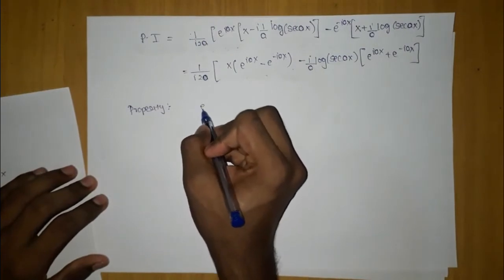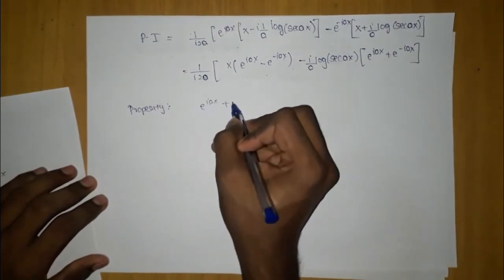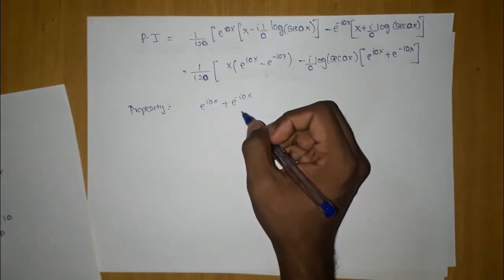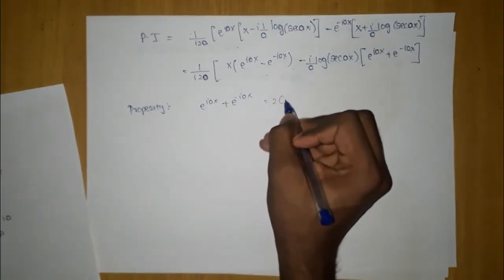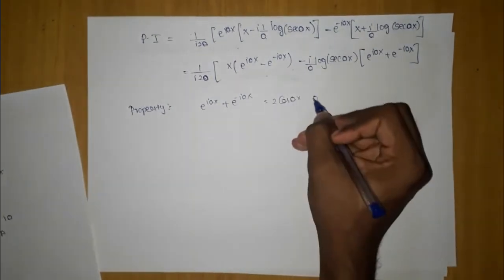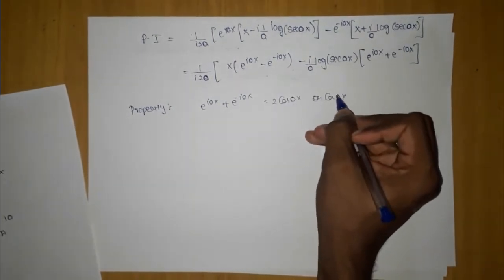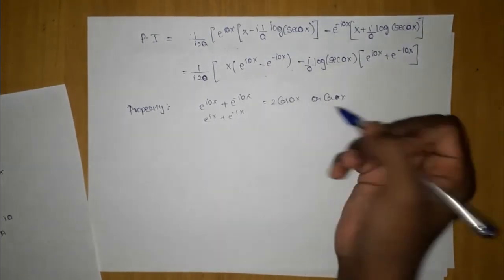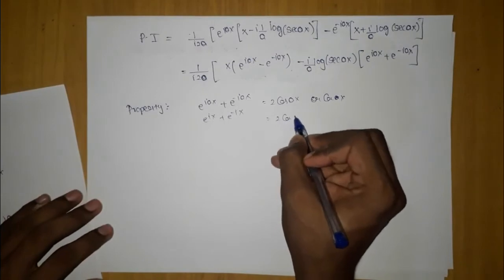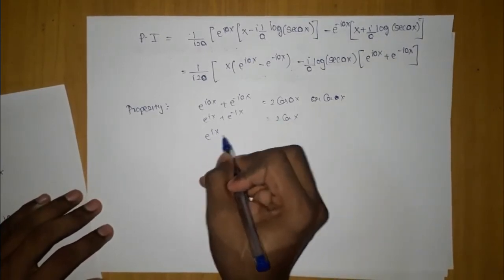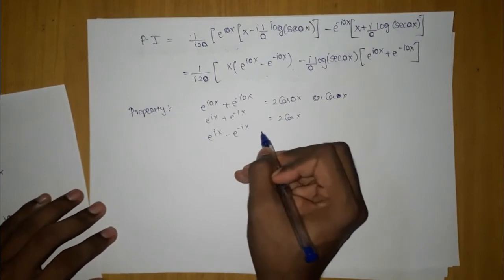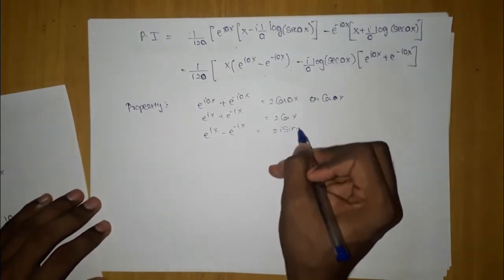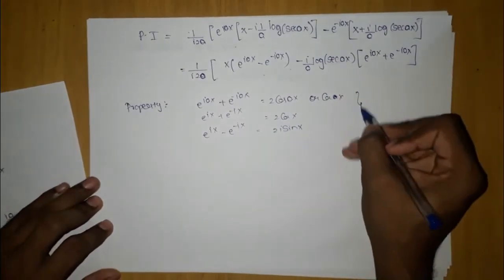And the second property is that whenever you add e to the power ix and e to the power minus ix, when you add them, you get 2 cos x. Sorry, if it is e to the power ix plus e to the power minus ix, it will be 2 cos x, while if it is e to the power ix minus e to the power minus ix, you are going to get 2i sin x. So you just need to know this property.